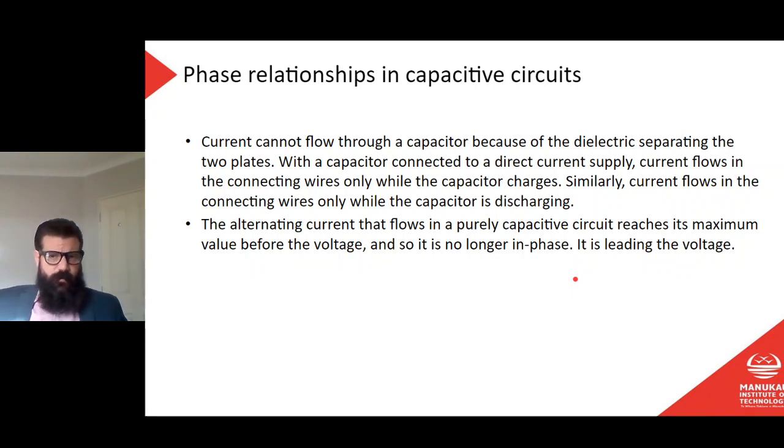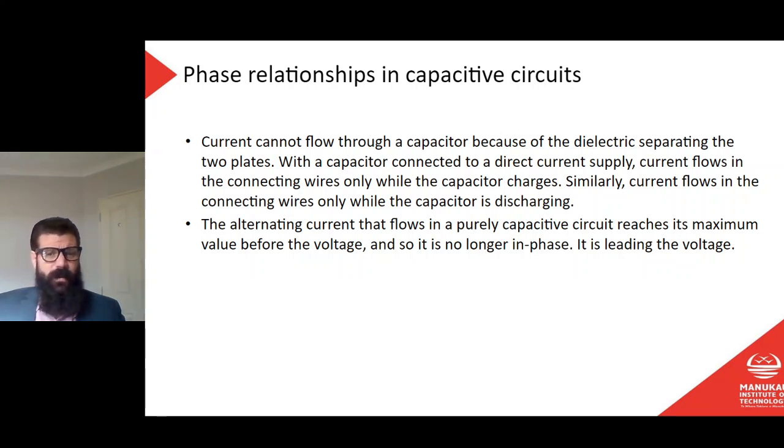Current cannot flow through a capacitor because of the dielectric separating the two plates. Current is not flowing through the capacitor, though it will appear it's flowing through. It's not. It's flowing in one side and out of the other, but it's blocked in the middle, because one side is charging positive and the other is charging negative. So we've got current going in, current coming out. With a capacitor connected to a direct current supply, current flows in the connecting wires only while the capacitor is charging. Similarly, current flows in the connecting wires only while the capacitor is discharging.